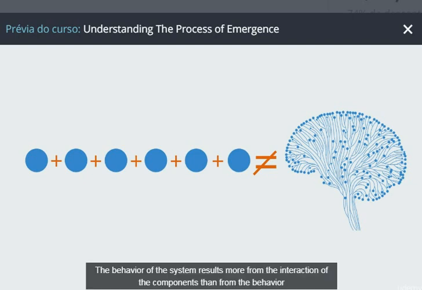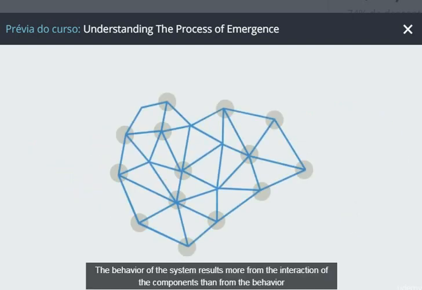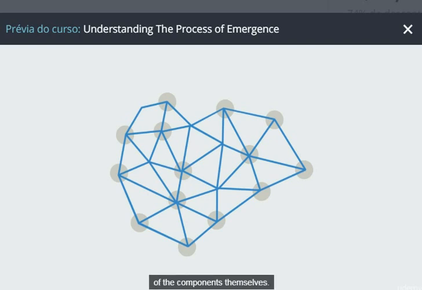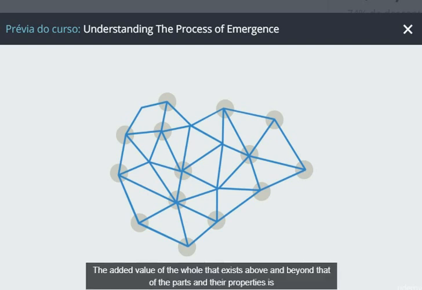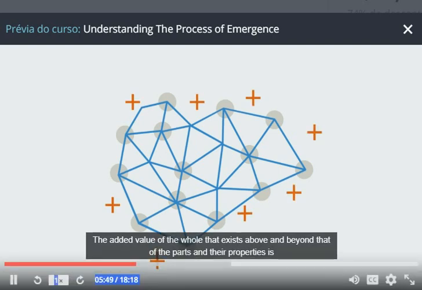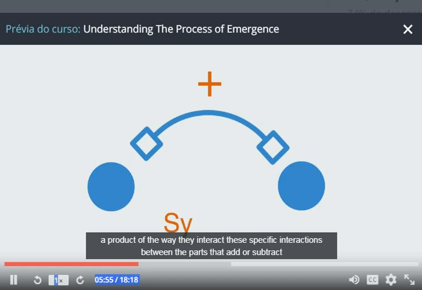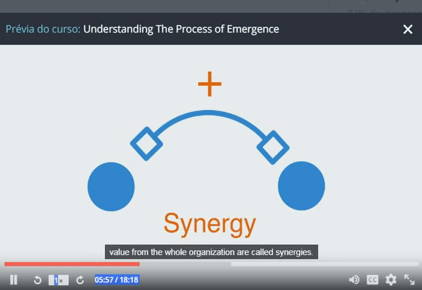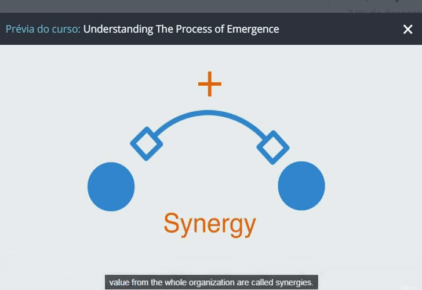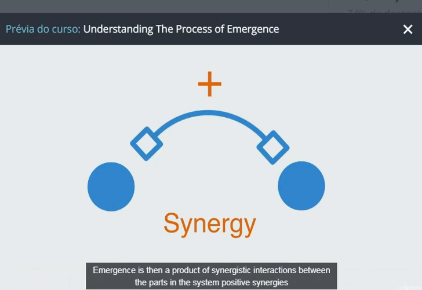The behavior of the system results more from the interaction of the components than from the behavior of the components themselves. The added value of the whole that exists above and beyond that of the parts and their properties is a product of the way they interact. These specific interactions between the parts that add or subtract value from the whole organization are called synergies. Emergence is then a product of synergistic interactions between the parts in the system.